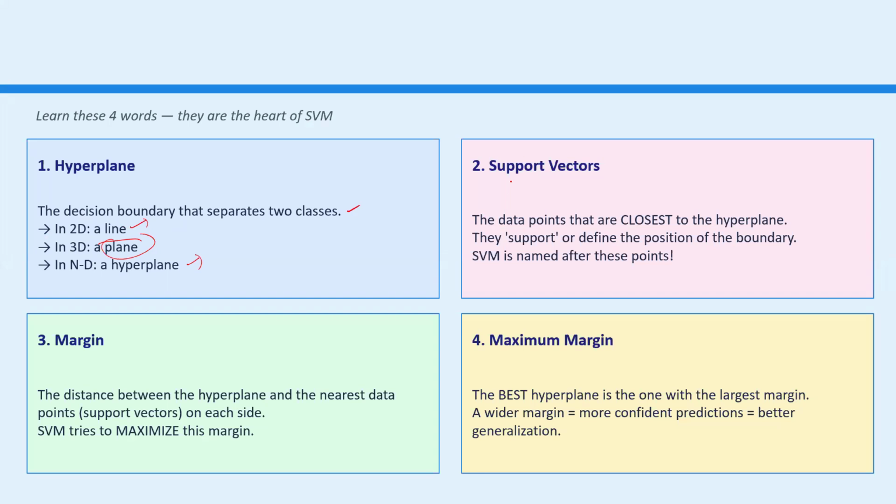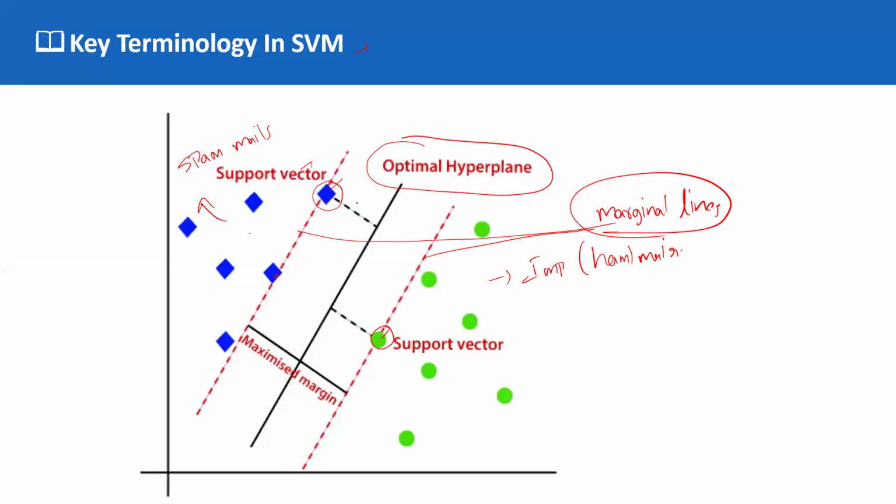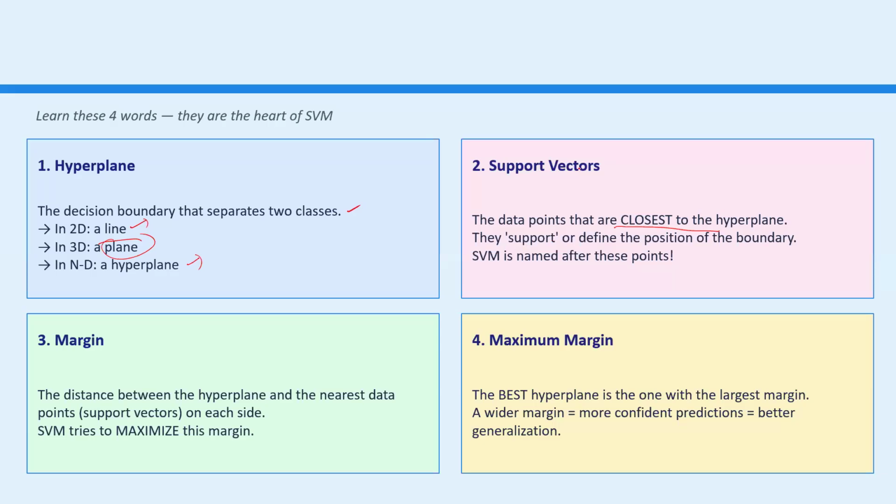But what about these? The support vectors are the data points that are close to the hyperplane. Here you can see they're very close to this optimal hyperplane. That's the reason they are considered support vectors. They are really supporting the positioning of that boundary for a clear separation. That's the reason they are called the support vectors.